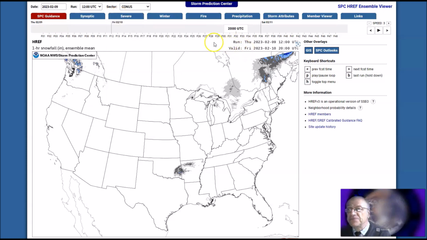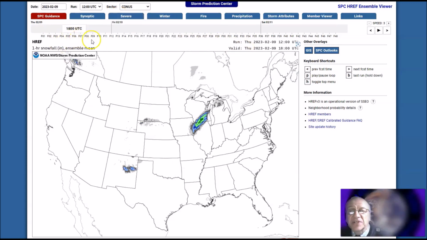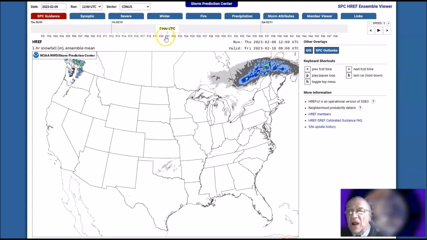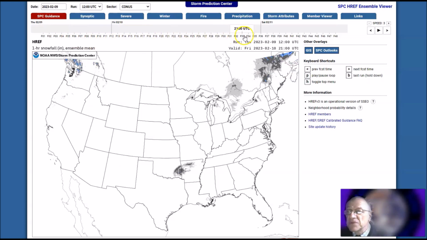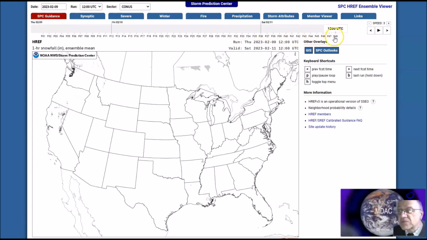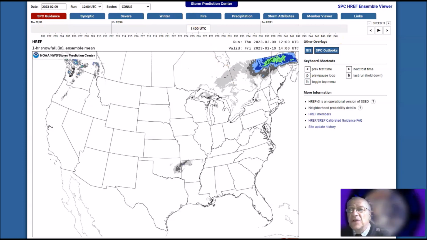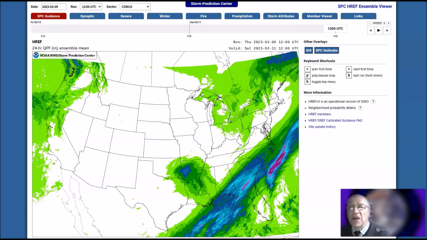Here's the ensembles. And then we go out to 12 hours, 24 hours, 36 hours, shows no snow, 48 hours, no snow. Now we're going to look at the probability of rainfall or precipitation. There's plenty of that as you go through the period. And this is going out to 48 hours also. And you see the heaviest rain falls here across the southeast. Okay.